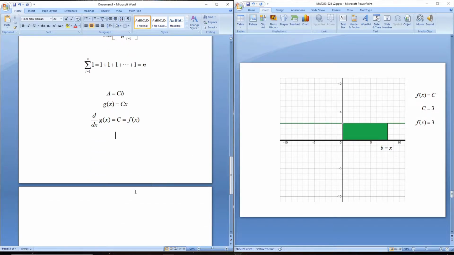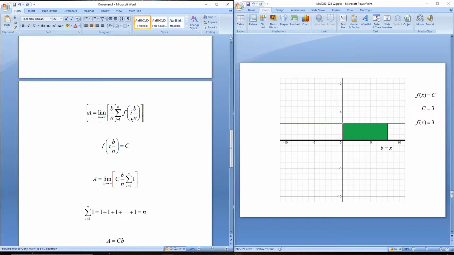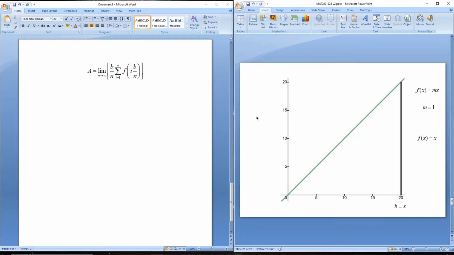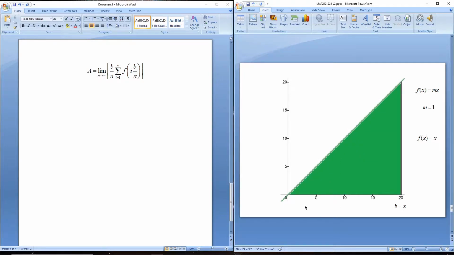So let's check out another one that you know the answer to. And again, let's start with our general expression for the area. Let's do another one. Right rectangle. Hopefully you know this area because it's half of a square. So the square is a 20 by 20, so that's 400 divided by 2. So we have 200 for this green area.